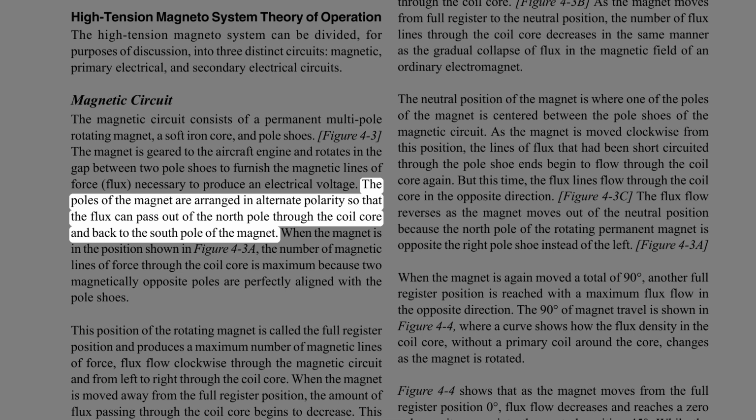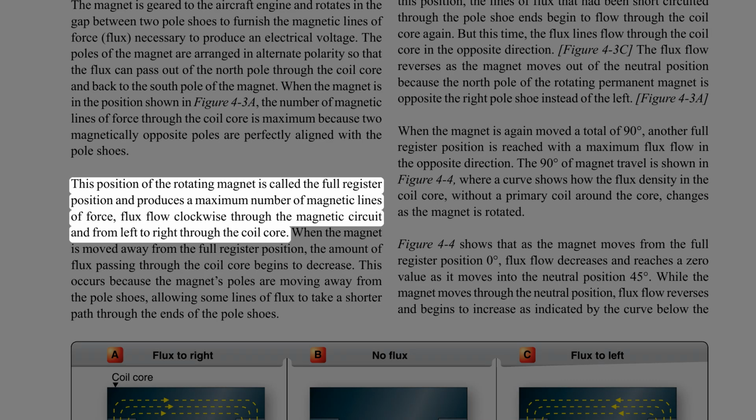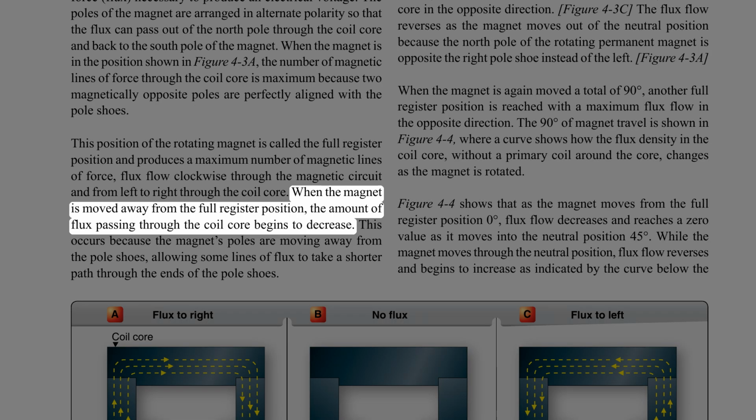The poles of the magnet are arranged in alternate polarity so that the flux can pass out of the north pole through the coil core and back to the south pole of the magnet. When the magnet is in the position shown in Figure 4:3a, the number of magnetic lines of force through the coil core is maximum because two magnetically opposite poles are perfectly aligned with the pole shoes. This position of the rotating magnet is called the full register position and produces a maximum number of magnetic lines of force. Flux flows clockwise through the magnetic circuit and from left to right through the coil core. When the magnet is moved away from the full register position, the amount of flux passing through the coil core begins to decrease.